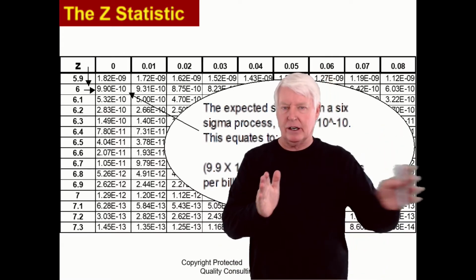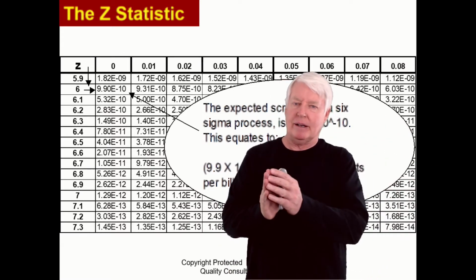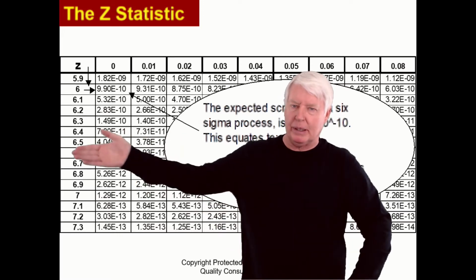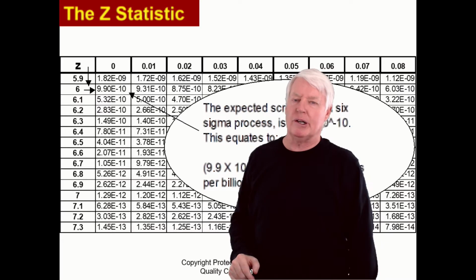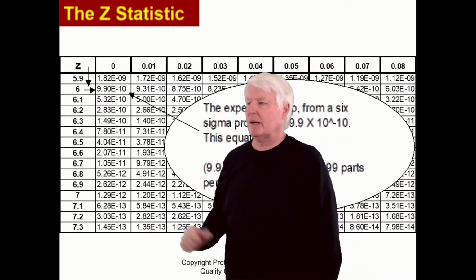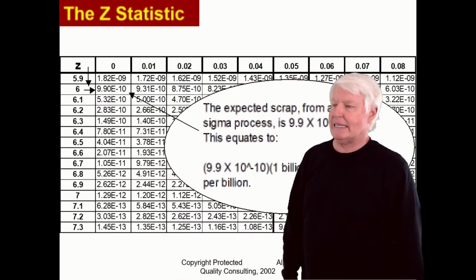That's for one side of the curve. So you'd have 1 part per billion above the upper spec limit, 1 part per billion below the lower spec limit, for a total approximation of 2 parts per billion on a 6 sigma process, according to the Z table.